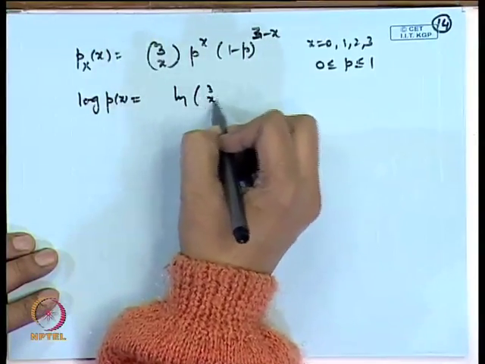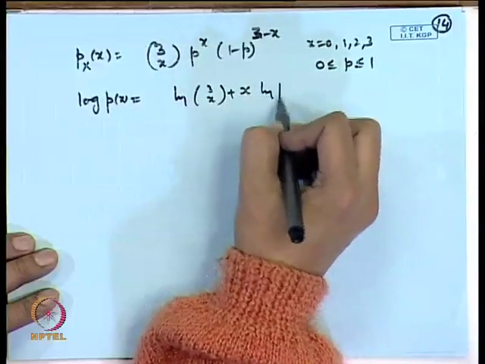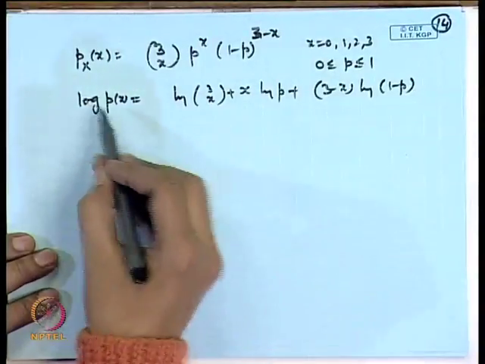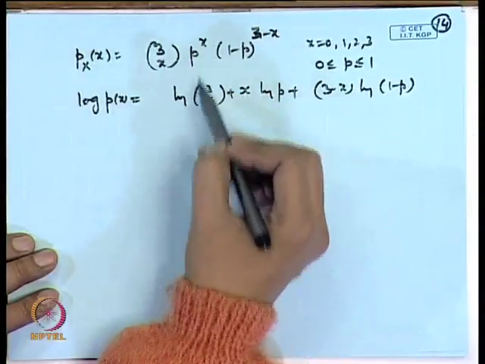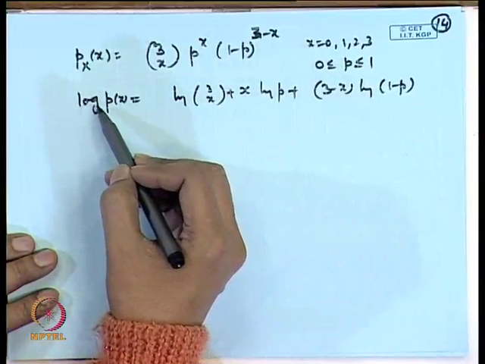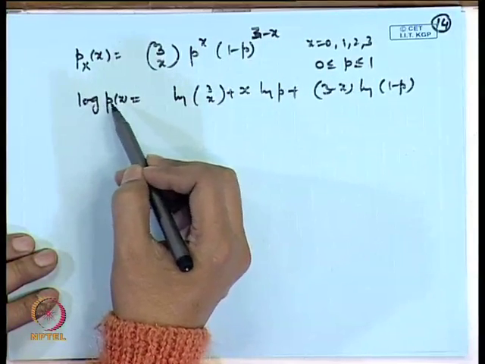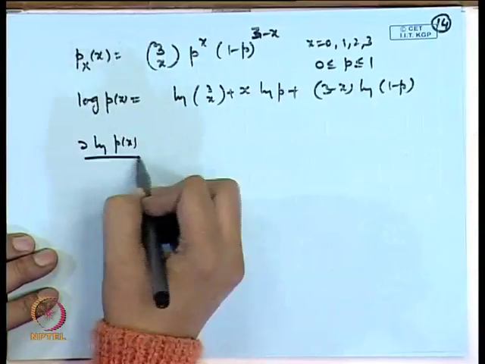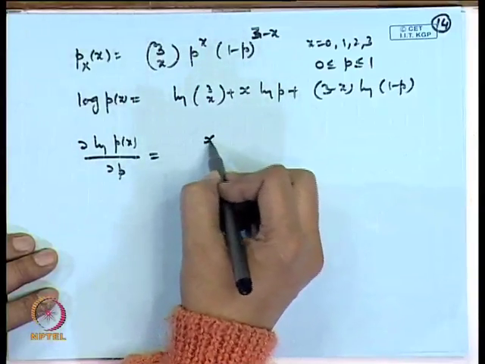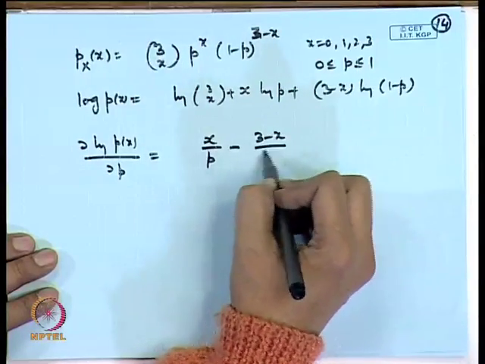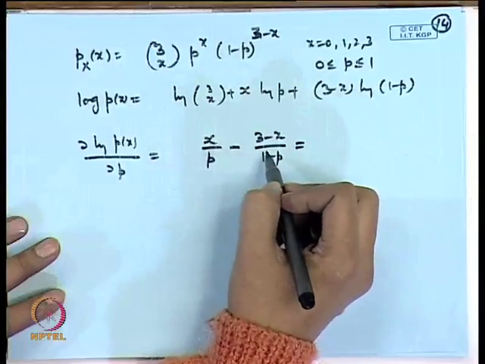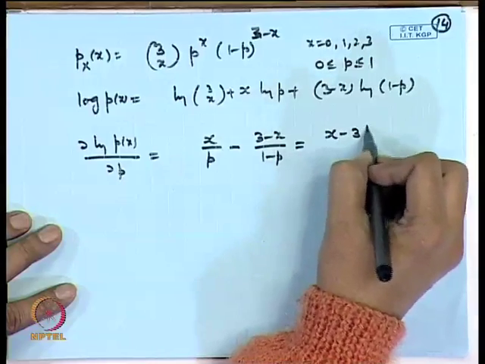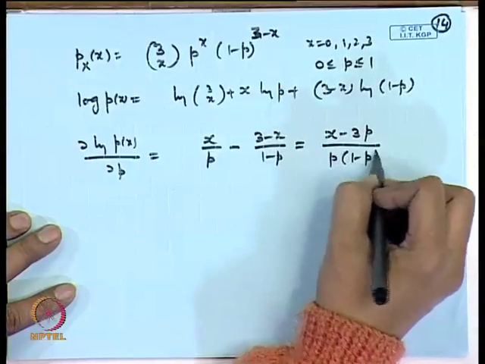That becomes log of 3 choose x, plus x log p, plus 3 minus x log 1 minus p. Now, maximization of this with respect to p is the same as maximization of the likelihood, because log is an increasing function, a 1 to 1 increasing function. So, I can consider the derivative of this with respect to p, which gives us x by p minus 3 minus x by 1 minus p, which after adjustment I can see as x minus 3 p by p into 1 minus p.